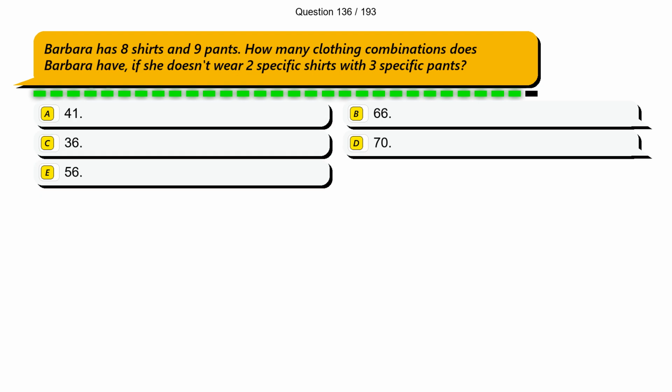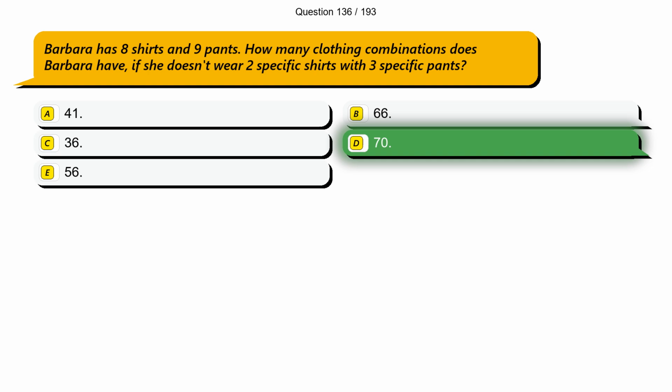Question 136. Barbara has 8 shirts and 9 pants. How many clothing combinations does Barbara have if she doesn't wear 2 specific shirts with 3 specific pants? Option A, 41. Option B, 66. Option C, 36. Option D, 70. Option E, 56.